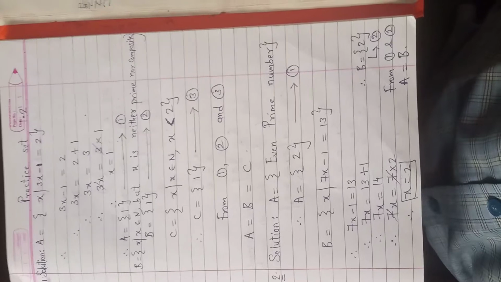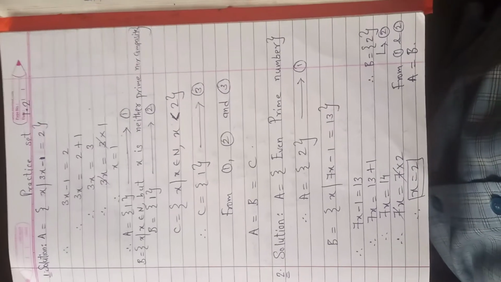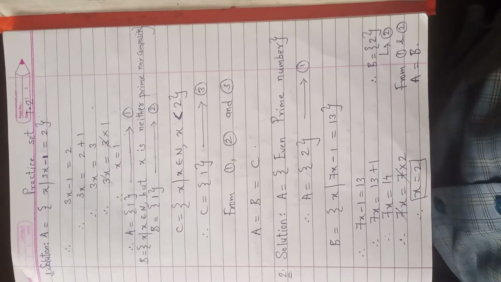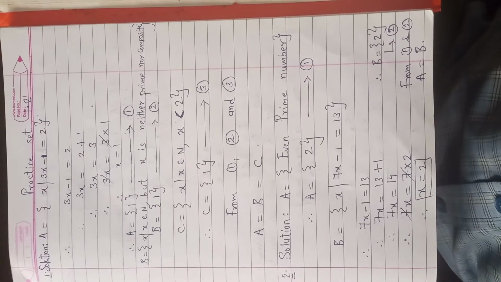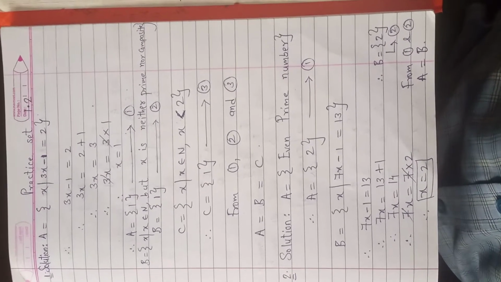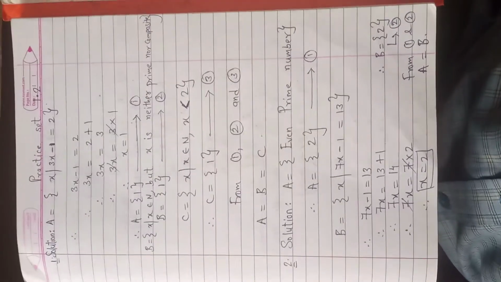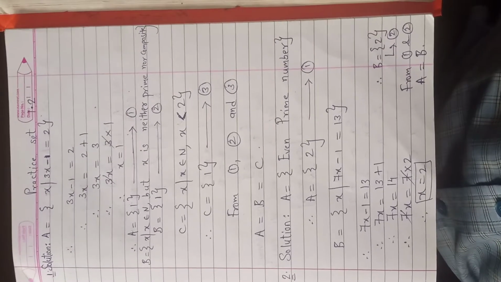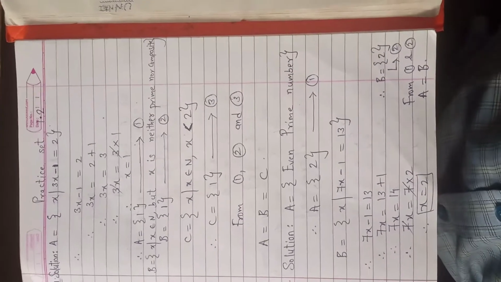Therefore 7x minus 1 equal to 13. Therefore 7x is equal to 13 plus 1. Minus 1 on the left hand side taken to the right hand side will become plus 1. Therefore 7x equal to 13 plus 1, which is 14. Therefore 7x equal to 14, which can be written as 7 into 2. So 7 gets removed. Value of x is equal to 2. Therefore set B consists of one element which is 2. Therefore set B is equal to {2}.